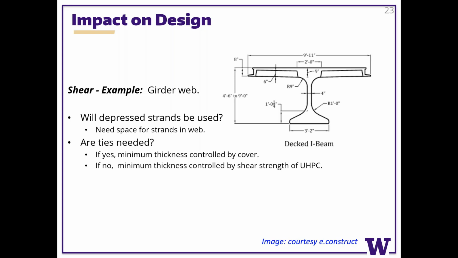You may then want to work out whether you're going to have ties in the web or not. Maybe the shear strength of the UHPC will be adequate on its own without having ties in the web. If that's true, then you no longer need to have the cover and the ties and the harp strands in the middle and the cover and the ties on the other side, but rather the width of the web can be chosen based on the strength of the UHPC and shear. So once again, there are some decisions that have to be made which go beyond just the pure material properties.